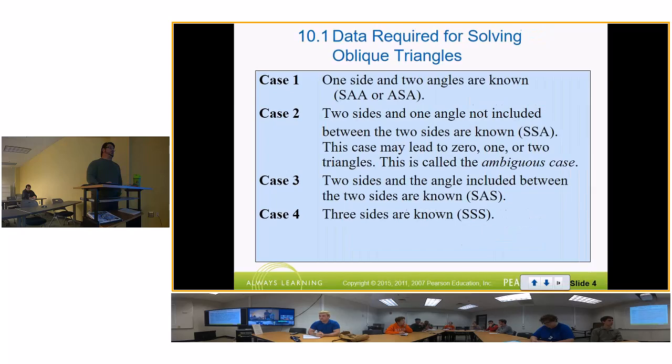Okay? And that's basically, I'm not going to tell you that side means 3 sides are known. I'm not going to tell you that because most of y'all know that. Okay?